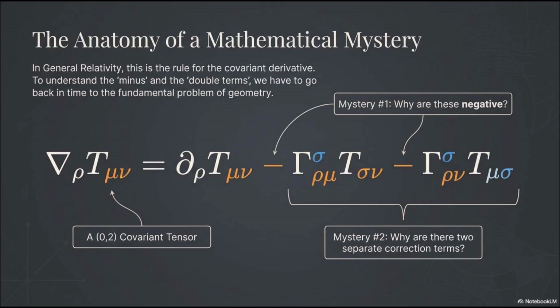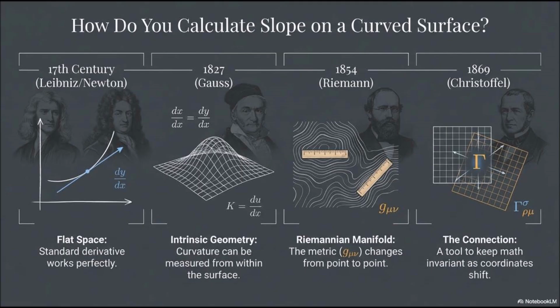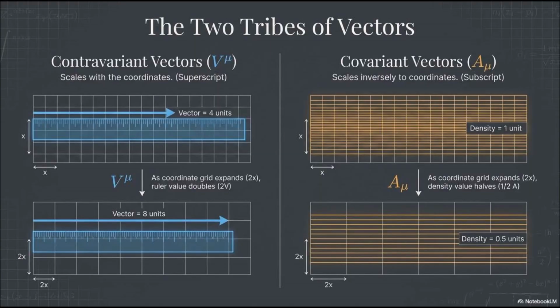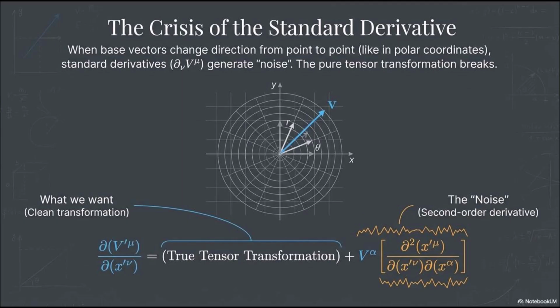The minus sign is the dedicated mechanism that preserves the inverse scaling of subscripts while simultaneously canceling the noise of the twisting coordinates. The minus sign preserves objective reality. That covers chapter 7 and metric compatibility. Did we miss any nuances? I think we've thoroughly unpacked it. Let's proceed to chapter 8, the grand conclusion.